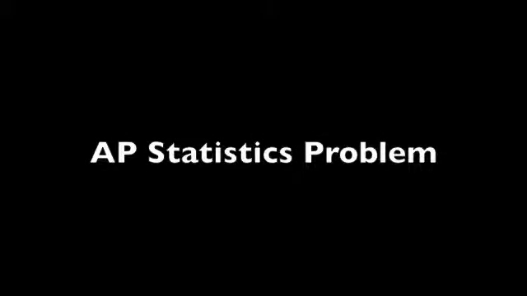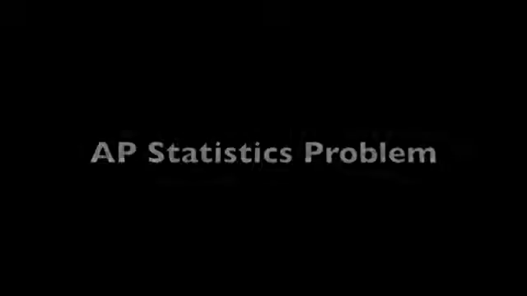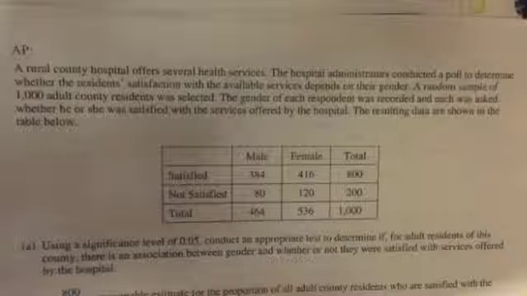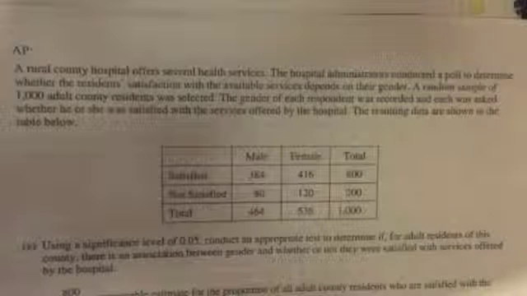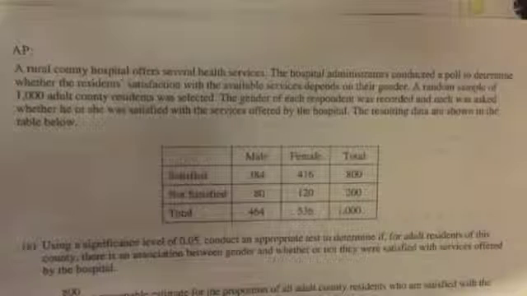Today we're going to be working on an AP statistics problem. A rural county hospital offers several health services. The hospital administrators conducted a poll to determine whether the residents' satisfaction with the available services depends on their gender. A random sample of 1,000 adult county residents was selected. The gender of each respondent was recorded and each was asked whether he or she was satisfied with the services offered by the hospital. The resulting data are shown in the table below.